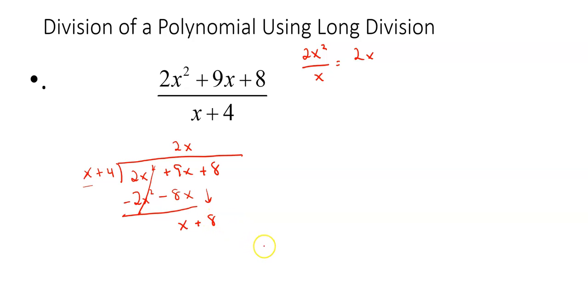If we bring down a term without having gotten rid of a term, we're just making a mess. So the leading terms are x and x. Oh, it's just a 1. 1 times x is x. 1 times 4 is 4. Remember, we're subtracting. So subtract, subtract. The x's go away, and I get a 4. So what's my answer? 2x plus 1 plus 4 over x plus 4.